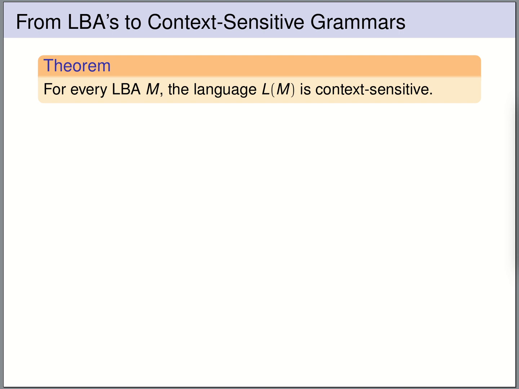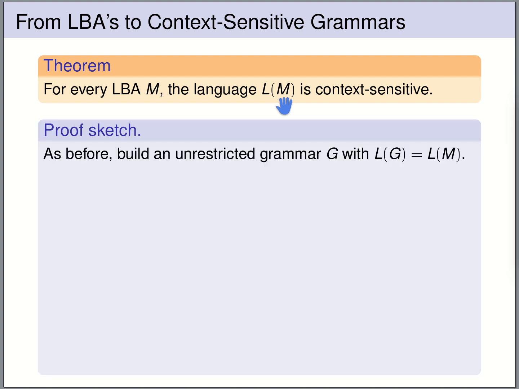For every linear bounded automaton M, the language accepted by the automaton is context sensitive. This means there exists a context-sensitive grammar that generates this language, possibly except for the empty word. So how do we prove that this is the case?